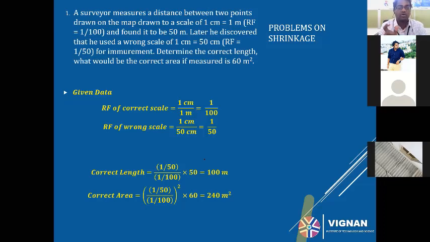So correct length is given by representation factor of wrong scale divided by representation factor of correct scale into measured length. Correct area calculation: representation factor of wrong scale divided by representation of correct scale whole square, multiplied by the area measured. Right, to get it, you can.